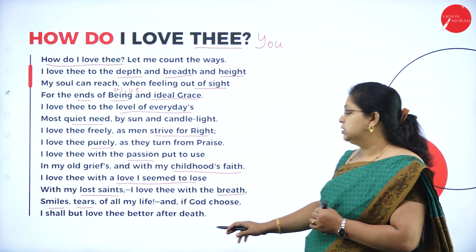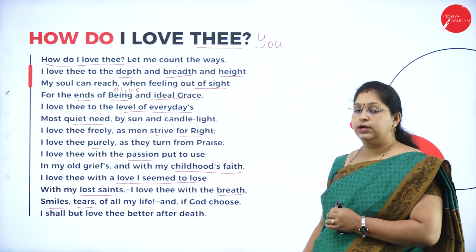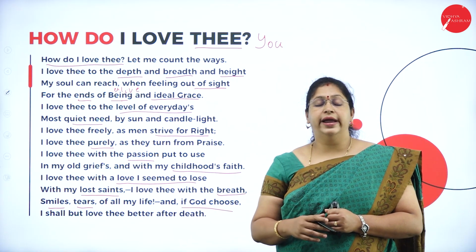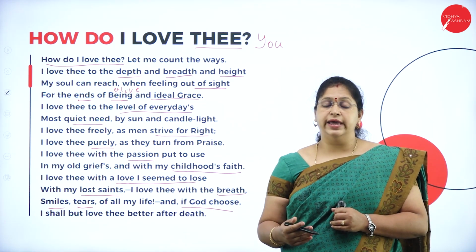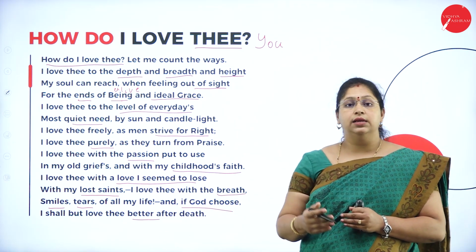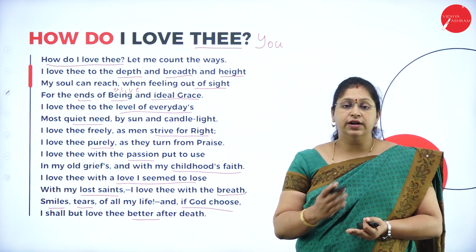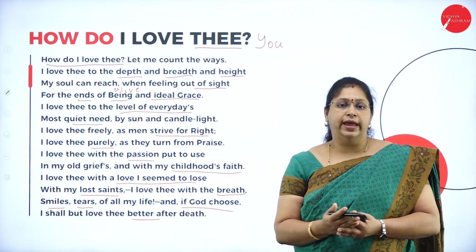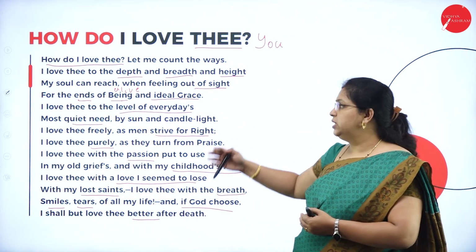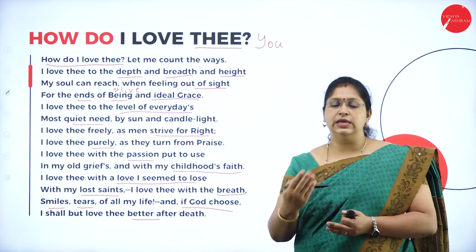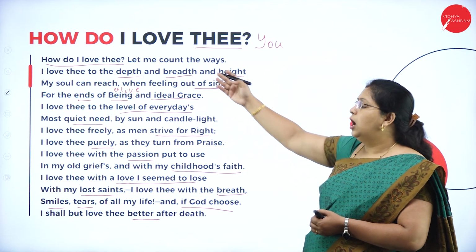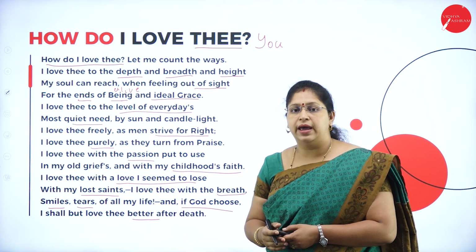And if God choose, I shall but love thee better after death. So now she seeks the blessings of God, that if God chooses, even after death, I'll be loving you, and that love will be better after death. When I'm alive, what I love, after death it will be more and more than that. So this is how she loves her husband, and we saw that she has made a list of all the ways and reasons she loves her husband in the poem. So this is about the poem How Do I Love Thee by Elizabeth Barrett Browning.